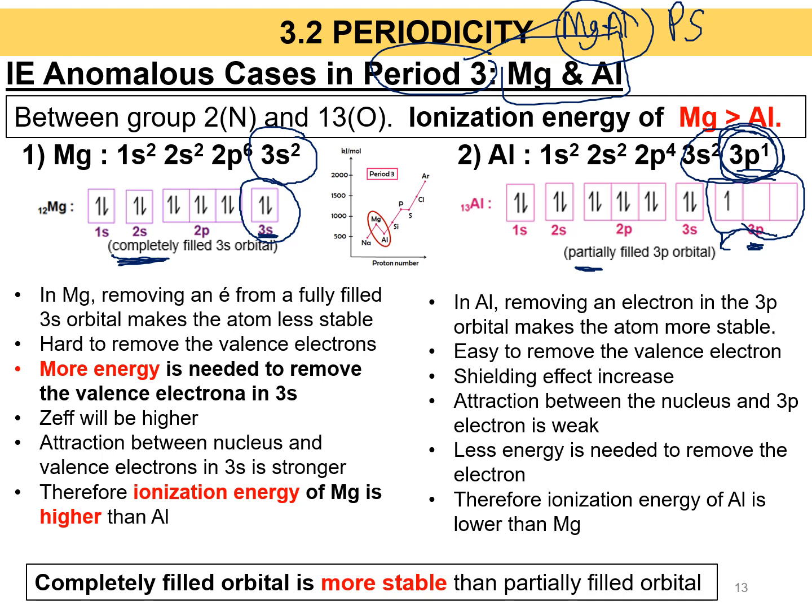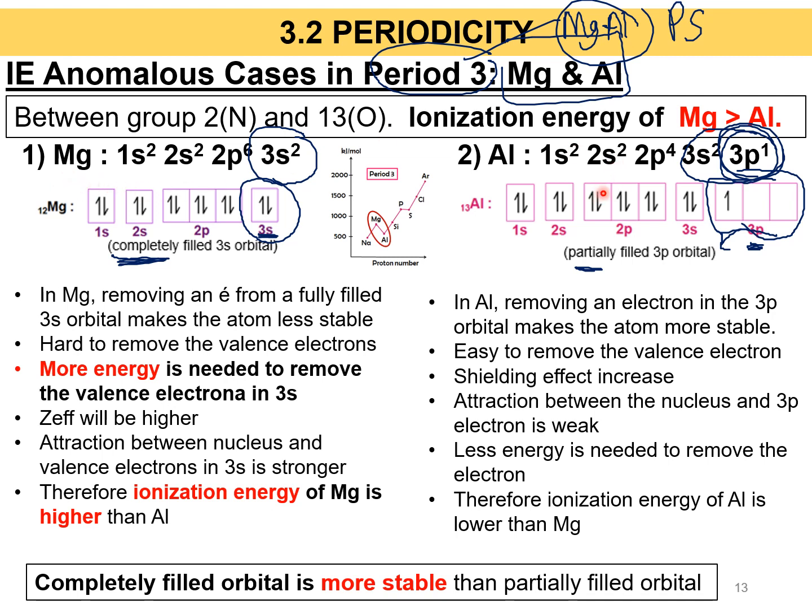Okay, so kalau ikutkan discussion yang before this, kenapa ionization energy tu more? Okay, if you know that Mg ada completely filled orbital, maka susah nak remove electron dekat valence electron of the Mg atom. So bila susah nak remove electron, makanya you perlukan banyak energy to remove this electron. So bila you perlukan banyak energy, apa berlaku pada attraction? Sebabkan attraction between the nucleus and the valence electron is stronger, therefore ionization energy untuk Mg will be higher than Al.